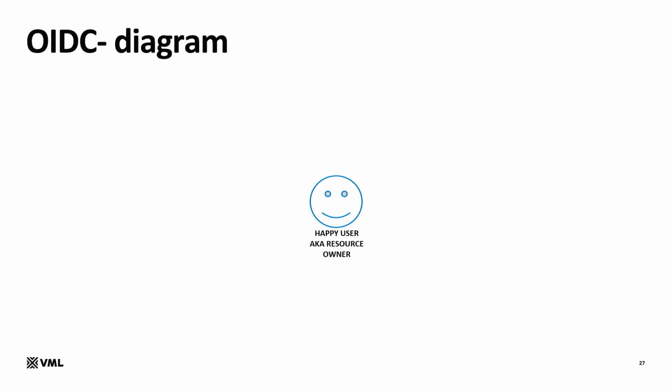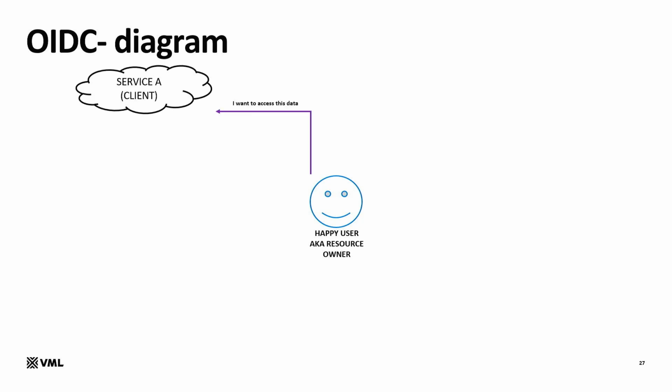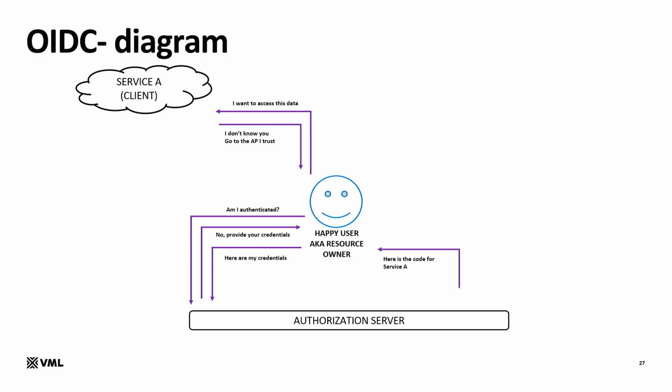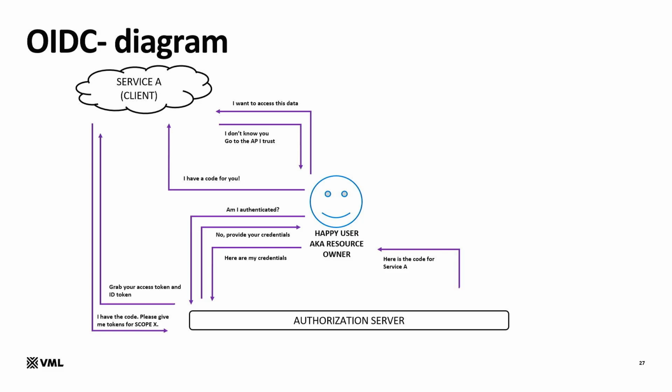So again, if we go through that diagram, it's the same situation. We have service A, and the user wants to access it. Service A redirects the user to the authorization server. The user needs to authenticate there, and the authorization server gives us the code. We redirect back to the service, giving the code. The service can then ask for the access token for the scope, and also get the ID token.